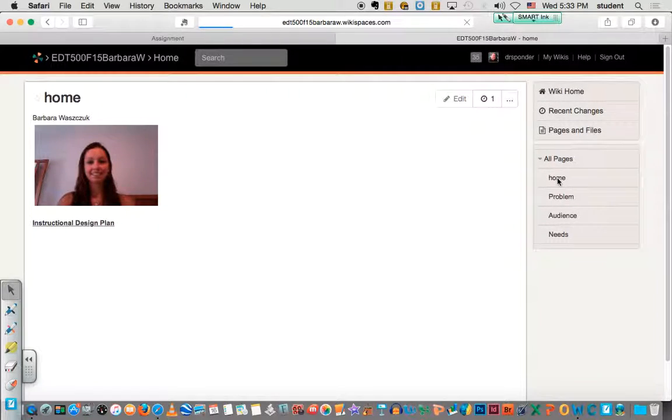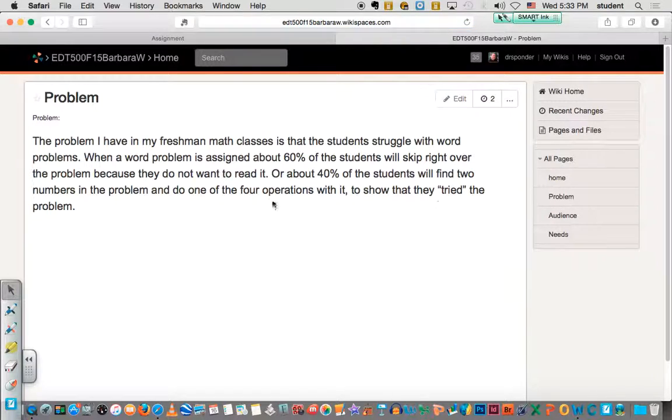So I'm looking at the home page, we got that. Look at the problem. I have freshmen in my math class, and they struggle with word problems. Okay, so that's like a problem statement. Then when a word problem is assigned, you shouldn't say about. Say 60% or more of the students will skip right over the problem because they do not read it.